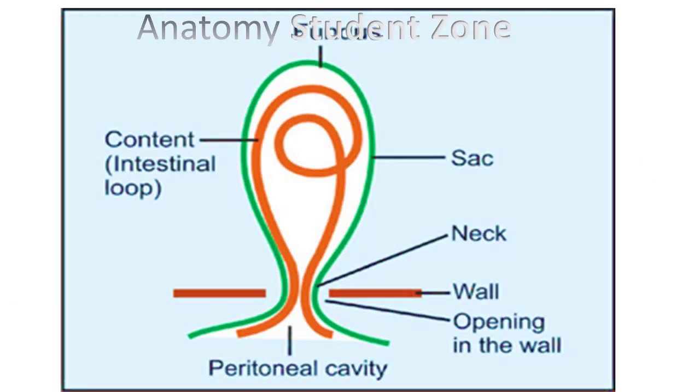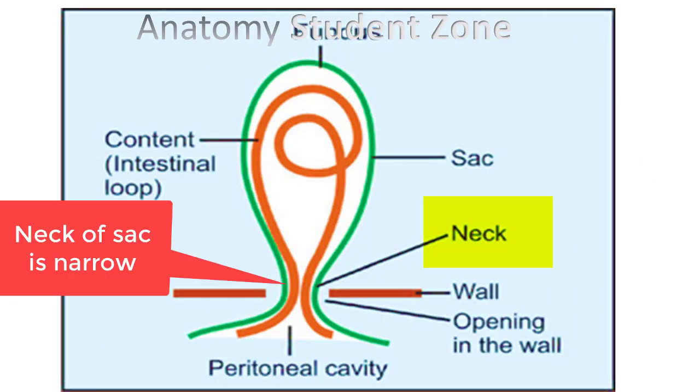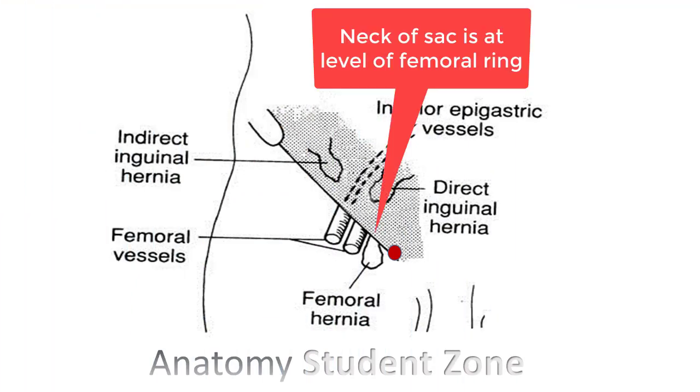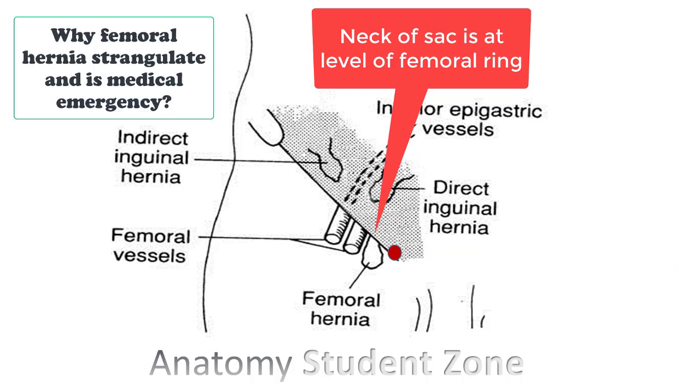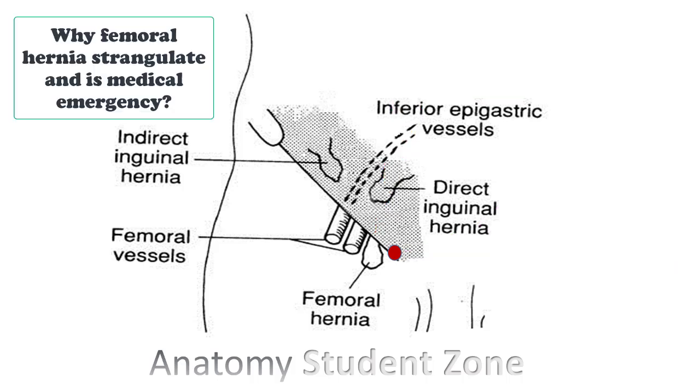So in a femoral hernia, the neck of the sac is narrow, and this lies at the level of the femoral ring. If a femoral hernia is strangulated, this condition should be treated surgically, and this is an emergency. Why does this strangulation occur? It occurs because of the rigid boundaries of the femoral ring.